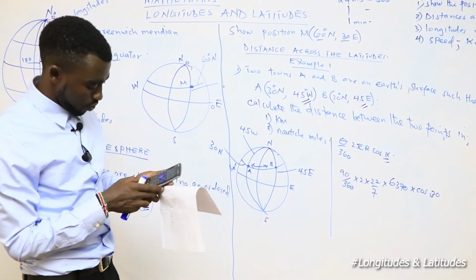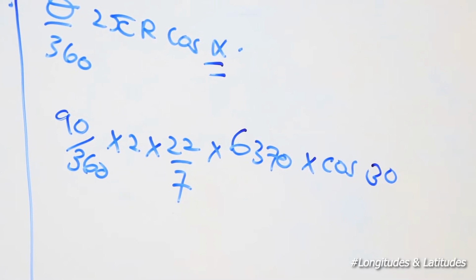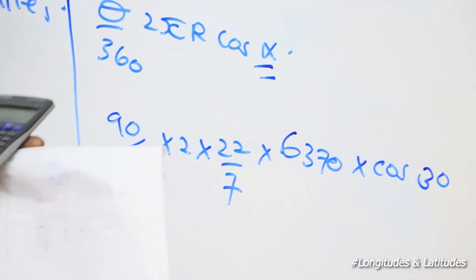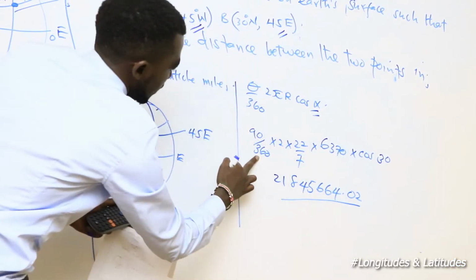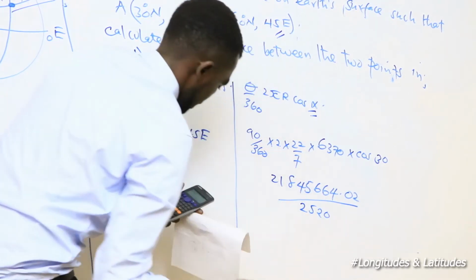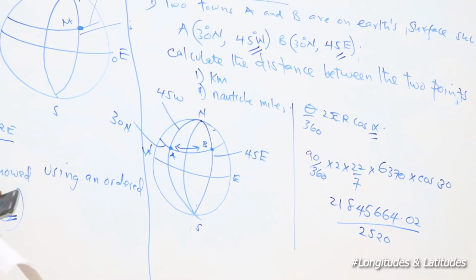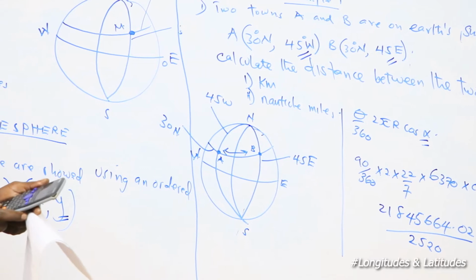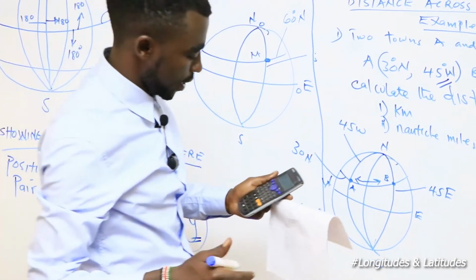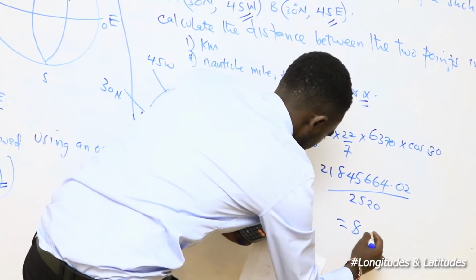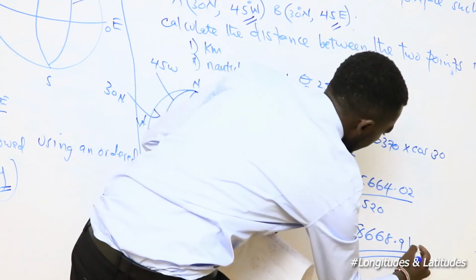So we have 90 multiplied by 2 multiplied by 22 multiplied by 6370 multiplied by cos alpha, which is cos 30, you get 21,845,664.02 divided by 360 multiplied by 7, which is 2520. So divided by 2520, what do we have? Okay, we have 21,845,664.02 divided by 2520, and you get the answer is equal to 8,668.9. So that's the distance, which is in kilometers.